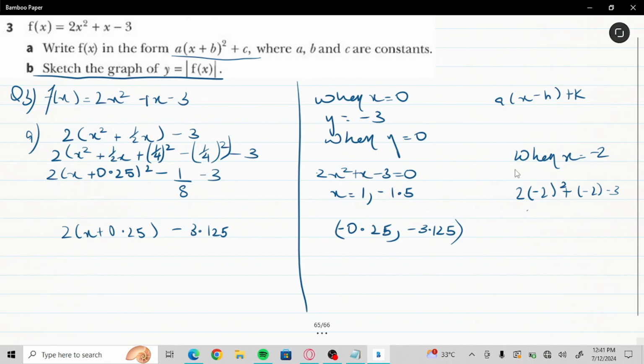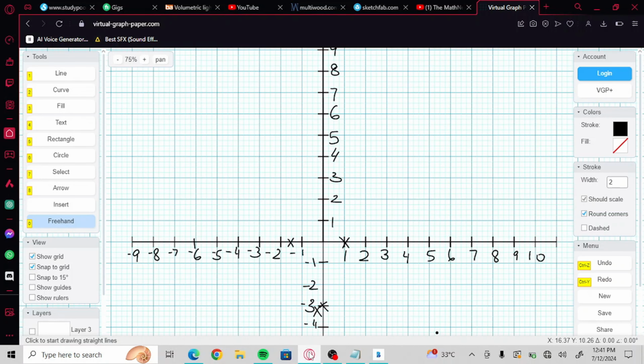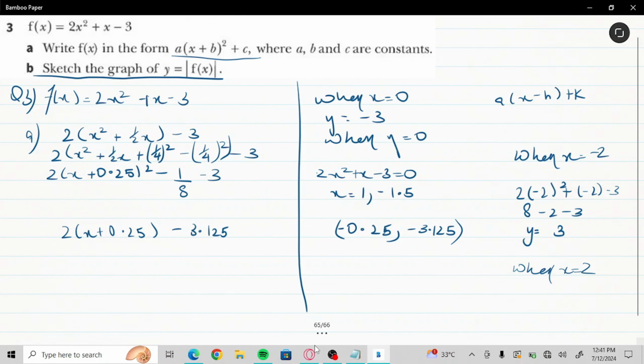So 2 times negative 2 squared plus negative 2 minus 3. So 2 2s are 4, 4 2s are 8, 8 minus 2 minus 3. So minus 5, 8 minus 5 is 6, 7, 8. So it's going to be 3. y is equal to 3. And for the second one, when x equals positive 2, we have 2 multiplied by 2 squared plus 2 minus 3. That's 4 2s are 8 plus 2 minus 3, 8, 9, 10, 10 minus 3 is 7. So y is equal to 7.